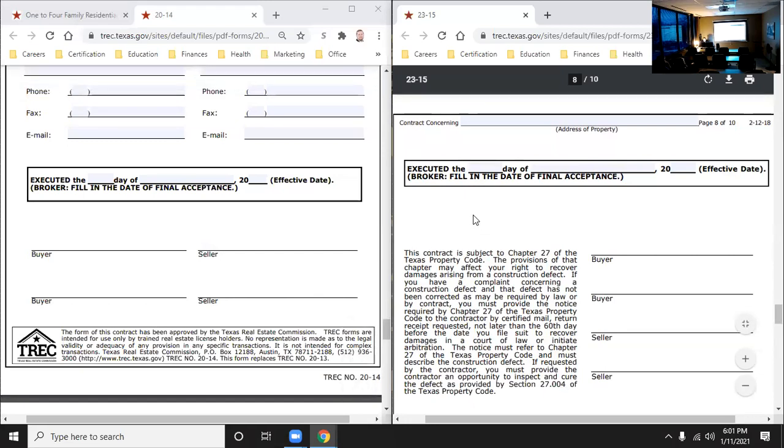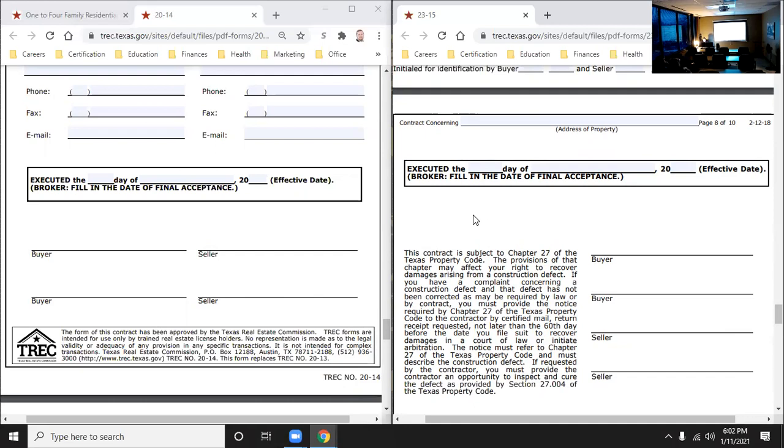This contract is subject to Chapter 27 of the Texas Property Code. The provisions of that chapter may affect your right to recover damages arising from a construction defect. If you have a complaint concerning a construction defect and the defect has not been corrected, as may be required by law or by contract, you must provide the notice required by Chapter 27 of the Texas Property Code to the contractor by certified mail, return receipt, no later than the 60th day before the date you file suit to recover damages in a court of law or initiate arbitration. The notice must refer to Chapter 27 of the Texas Property Code and must describe the construction defect. If requested by the contractor, you must provide the contractor an opportunity to inspect and cure the defect as provided by Section 27.004 of the Texas Property Code.